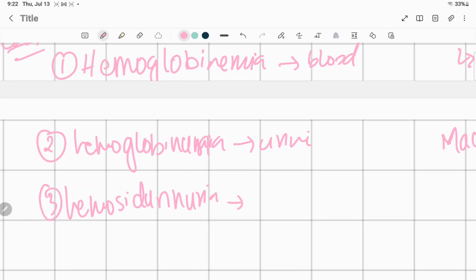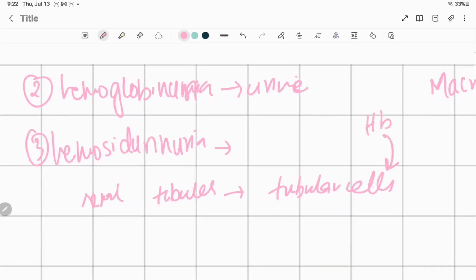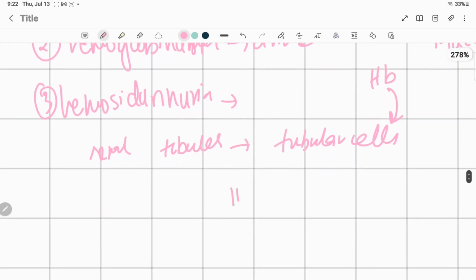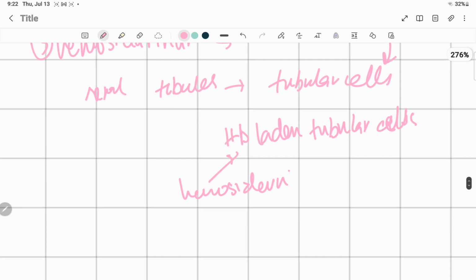Now, this means that when the hemoglobinemic blood is filtered through the renal tubules, the tubular cells are going to take up hemoglobin, and these Hb-laden tubular cells are going to store the iron and the hemoglobin, and this is then going to become hemosiderin because it has iron, right? And when the cells containing the hemosiderin are shed, that is called hemosiderinuria, right?